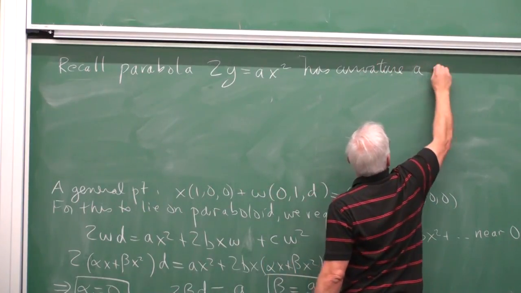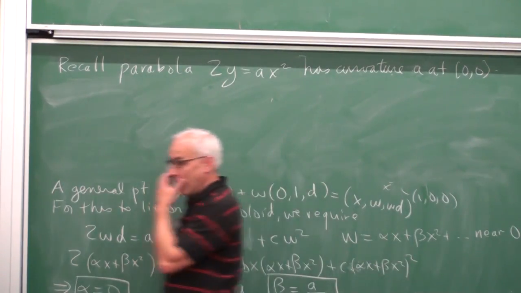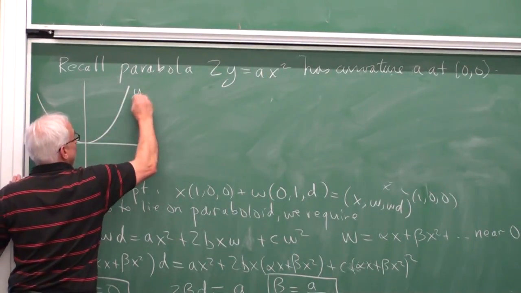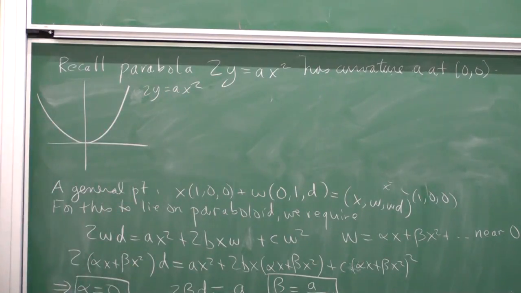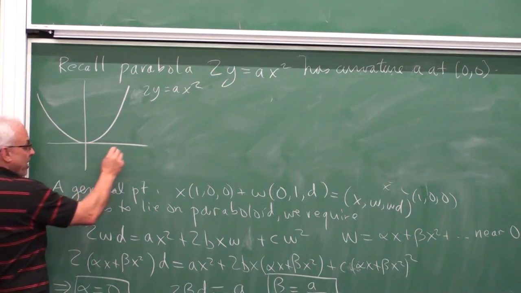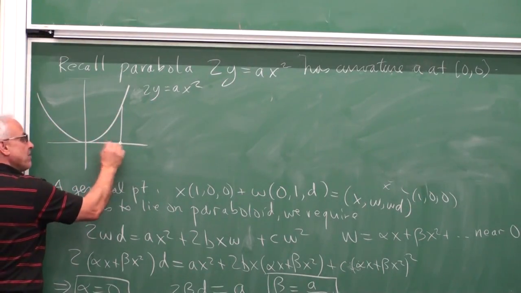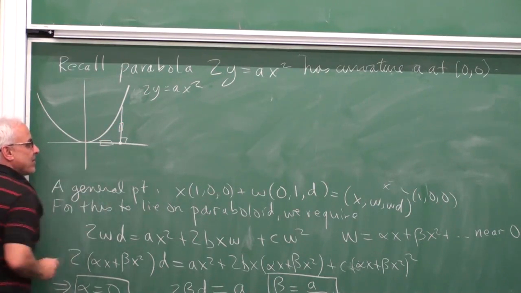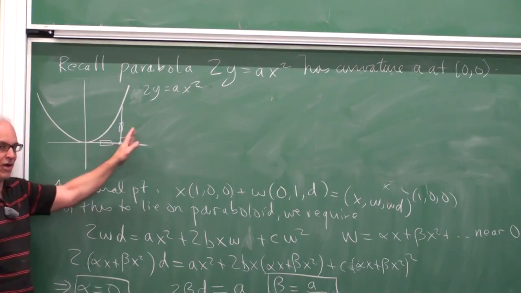That's curvature a at L at the point 0, 0. So if I draw that parabola, here's 2y equals ax squared. If we're interested in reading off the curvature of this parabola, we can do it by finding some little triangle and looking at the two lengths here. But it's algebraically nicer if we actually look at the two quadrances.